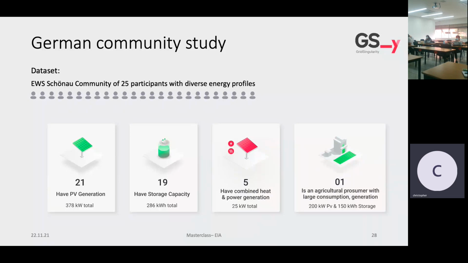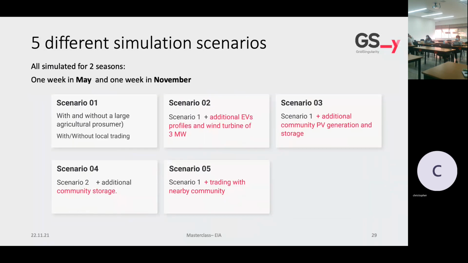So you can see that this community had a ton of generation and a ton of storage capacity. And what we did is analyze different scenarios for 2 different seasons. So we did a 1-week simulation in May and 1 week in November. The reason was to simulate the pattern of consumption and the weather that is changing between May and November. And we did 5 scenarios.